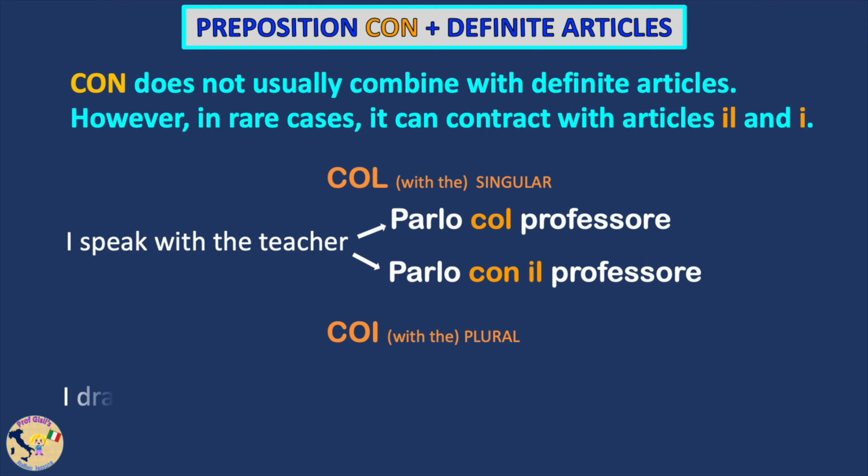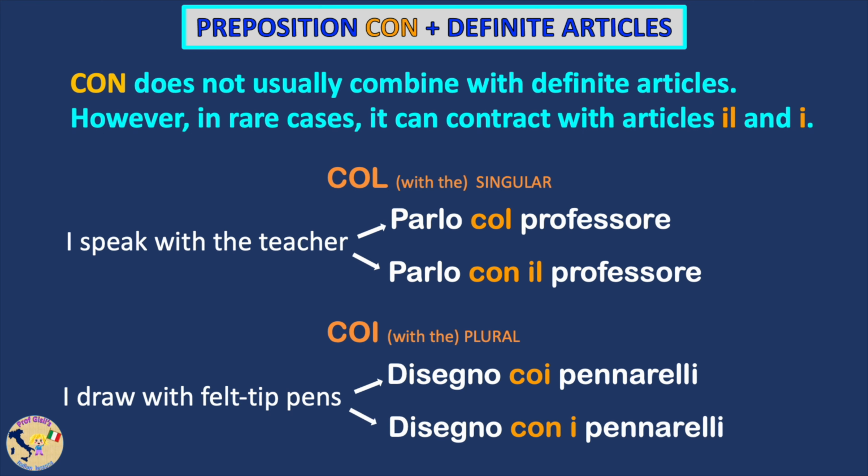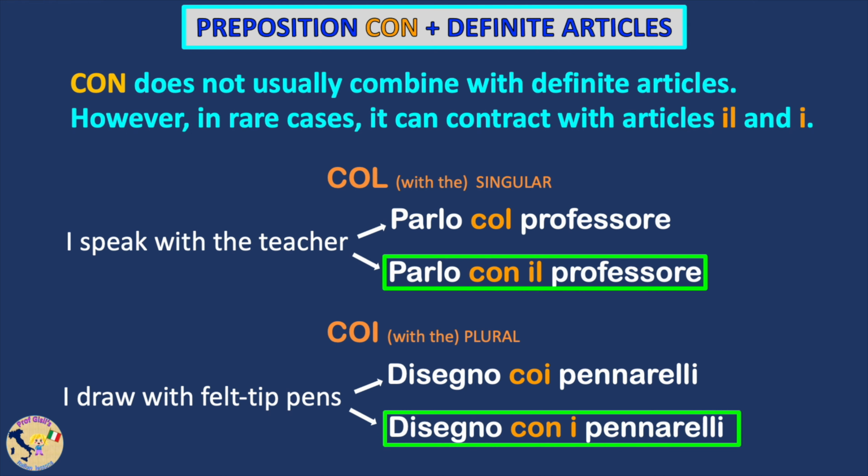Similarly, the sentence "I draw with felt tip pens" can be translated as disegno coi pennarelli and disegno con i pennarelli. The choice of using con as combined preposition or simple preposition is entirely personal, but in contemporary Italian the use of con il and con i is definitely more common.